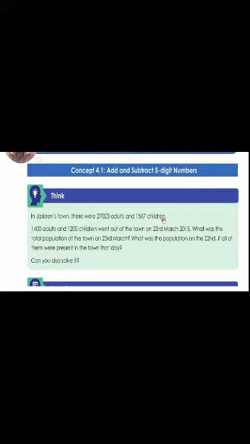Now, open your textbook. We will start today, chapter 4, that is addition and subtraction. Page number 36. Put the finger on the first paragraph.